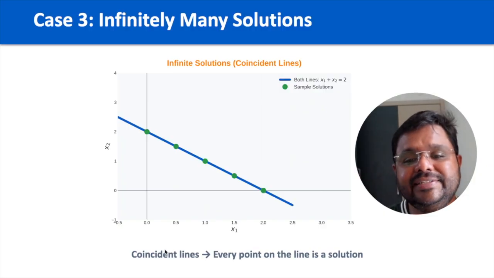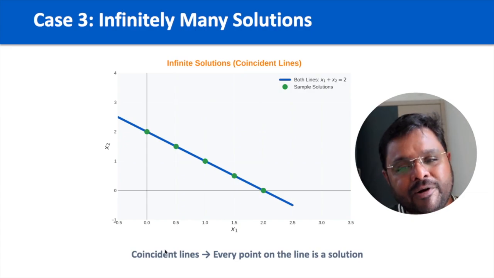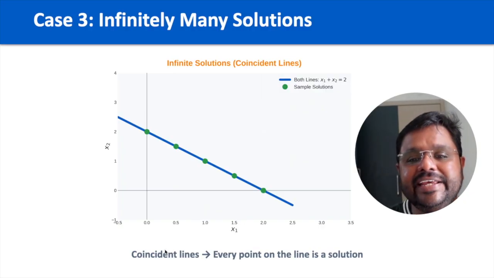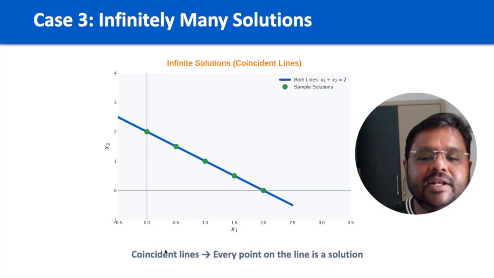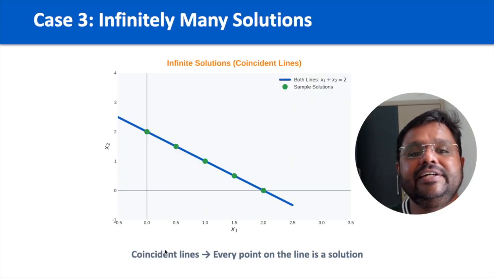In these cases, one line will be a multiple of the other line. So the first line is x1 plus x2 equals 2. The second line may look like 2x1 plus 2x2 equals 4, or maybe 8x1 plus 8x2 equals 16, or even 3x1 plus 3x2 equals 6. That is, when one line lies on the other, one line is a multiple of the other. So all the green dot points are solutions.